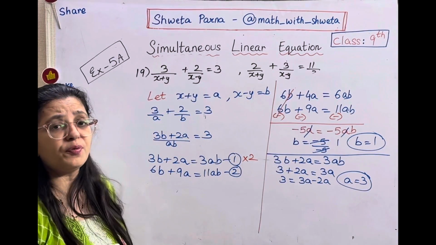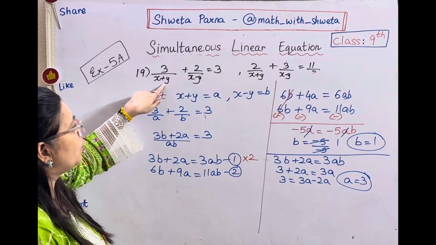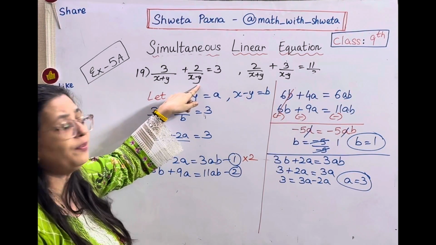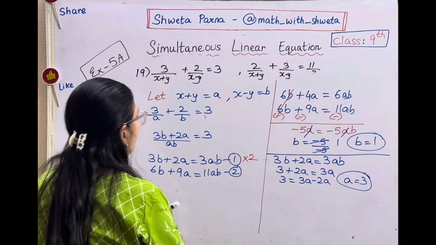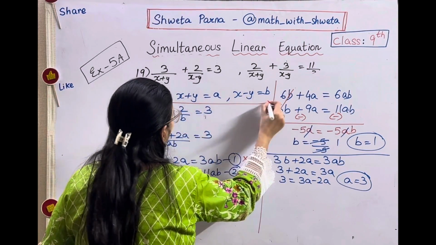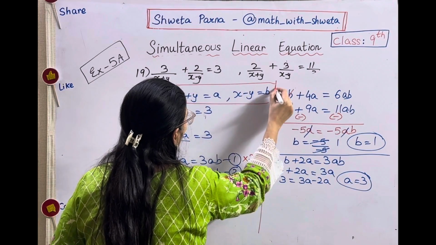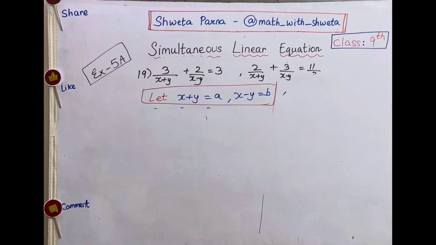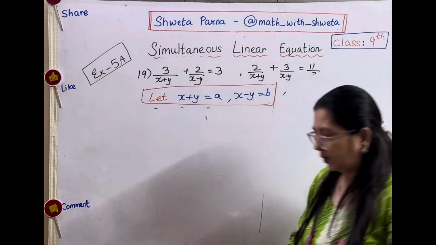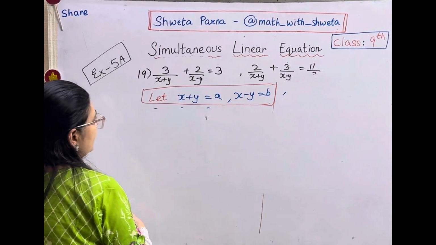But what you have to find in the original question, you don't have a and b. You have x and y, and we have substituted this. So remember this thing very well. Now you have to substitute the value of a and b in this equation. Let's do this. a was 3 and b is 1. Come on, let's substitute it.